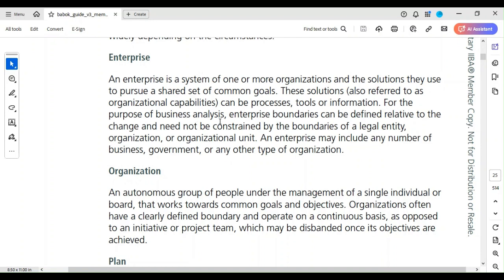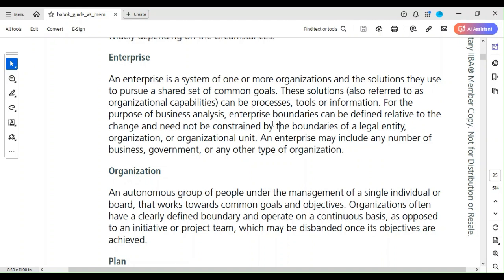For the purpose of business analysis, enterprise boundaries can be defined relative to the change and the need, and are not constrained by the boundaries of a legal entity, organization, or organizational unit. An enterprise may include any number of business, government, or any other type of organization. That is telling you an enterprise is a system of one or more organizations and the solutions they use to pursue a shared set of common goals, also listing how these solutions could be tools or information, and telling you how they share their boundaries and even the legalities behind it. And an enterprise can be a business, government, or any other type of organization.